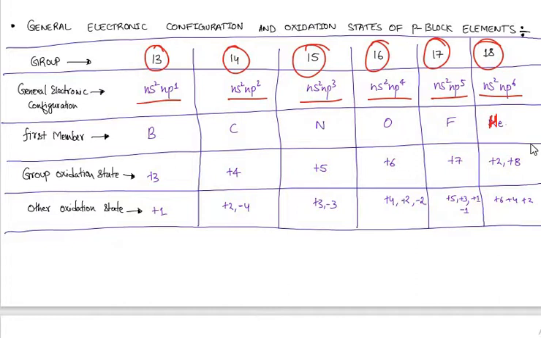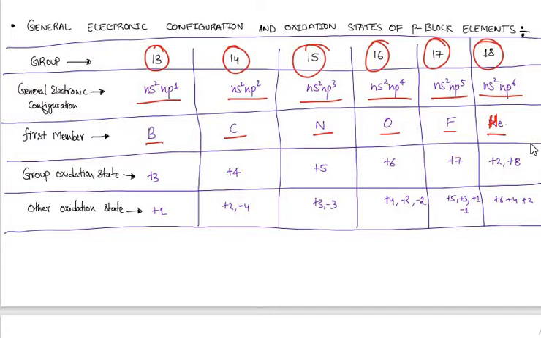The first member of group 13 is boron. For group 14 it is carbon. For group 15 it is nitrogen. For group 16 it is oxygen. For group 17 it is fluorine, and for group 18 it is helium.